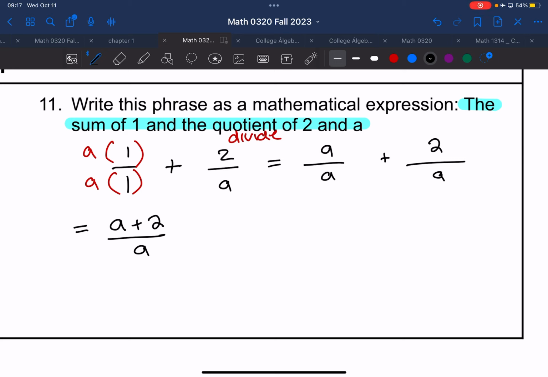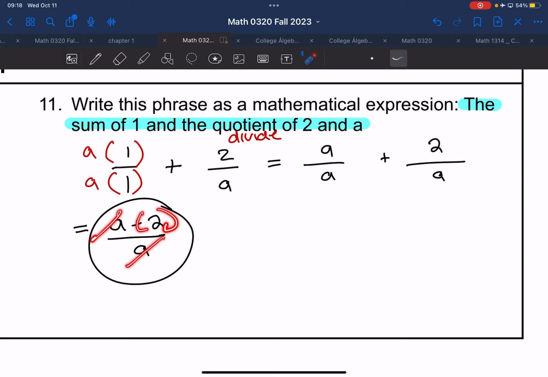Is this as simplified as it can get? Yes. Why? Good. We can't cancel the a's because it has a plus 2 up here. Anything that has a plus or a minus attached to it, we can't cancel. If this was like a times 2, then we could cancel the a's because they're being multiplied. But since this is not the case, this would be our answer.